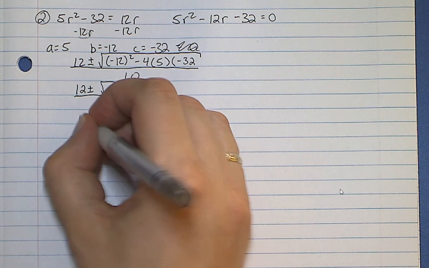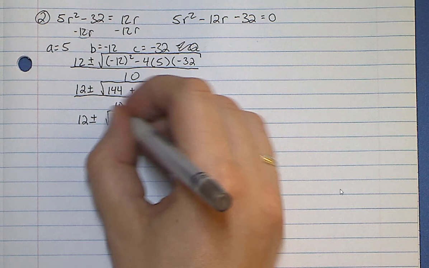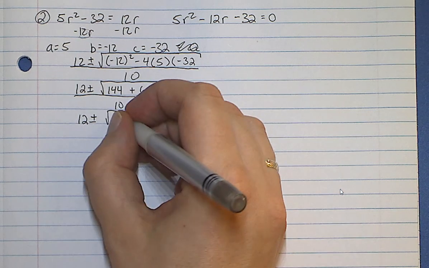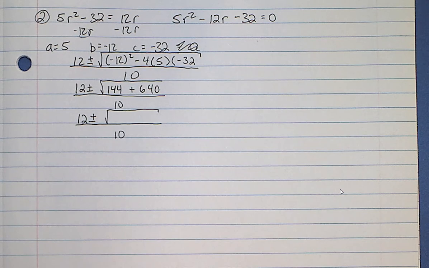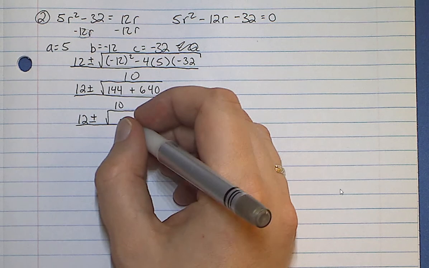So this is 12 plus or minus the square root of how much? Tori? Oh, for number 2, would you put R because the variable is R? Yeah. 784. I agree with 784.